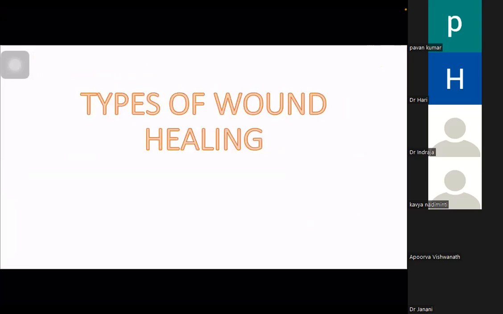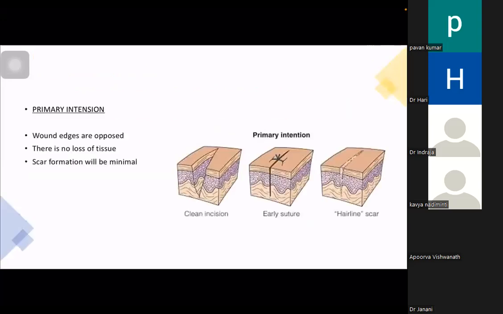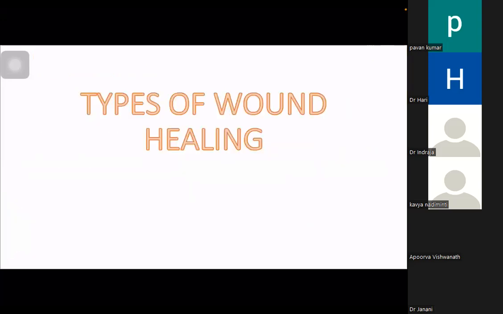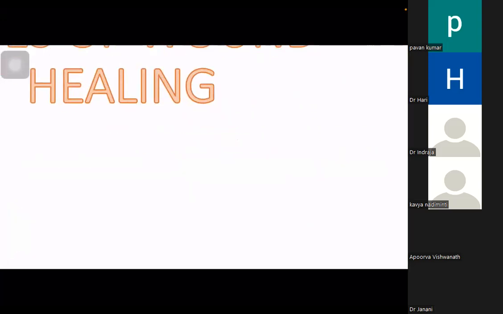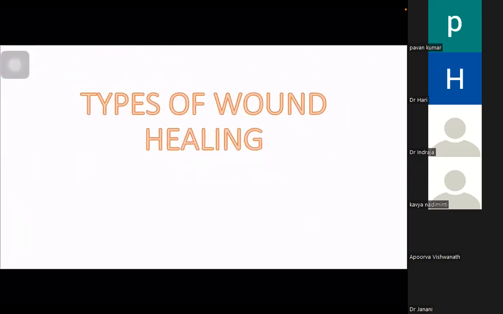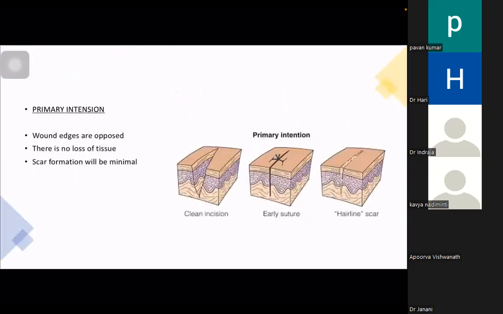Shall I continue, sir? Yeah. Types of wound healing. How many slides are there? So less only now. Only the hypertrophic scar and all you just talk about. Yes. Types of wound healing.